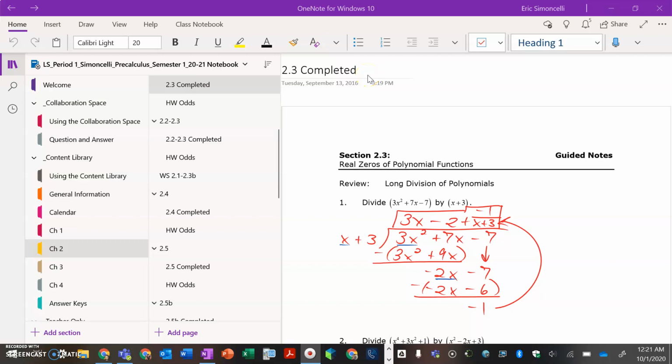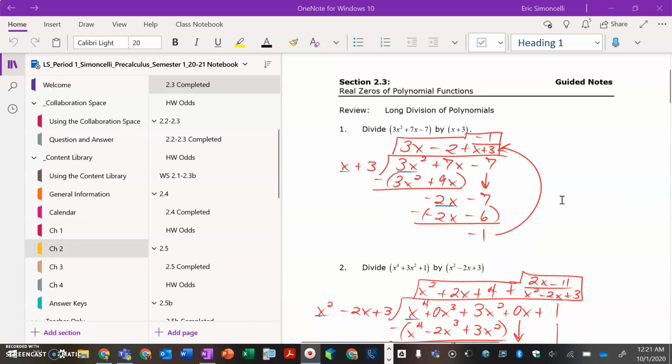Hello students, and welcome to section 2.3, Real Zeros of Polynomial Functions. In our beginning portion here, we're going to be reviewing long division of polynomials.